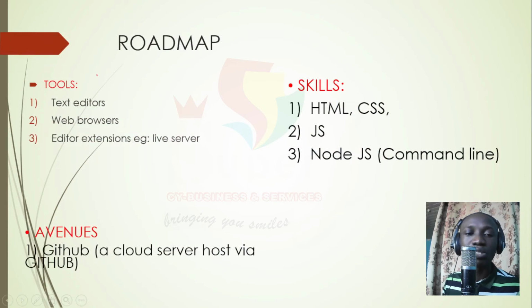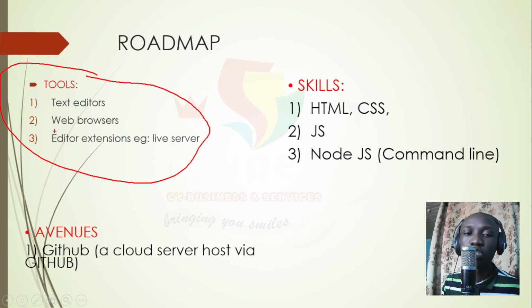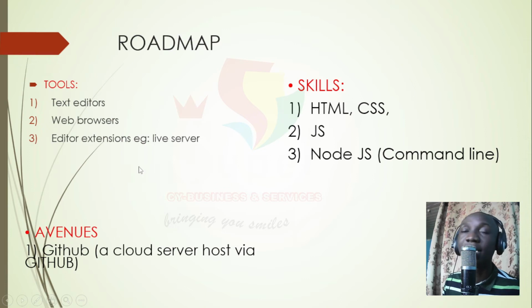So over here with the roadmap, you'll be needing some tools. There are some tools that we'll be needing, like your web browser, which you already have. And then we'll be using text editors. And then the skills that we'll be using over here: HTML, CSS, and JS. We'll be looking at Node.js somewhere in the course. We'll also be using some avenues like GitHub for some works. When it gets there, I will take you through them and then you would exactly know what they mean and what each one does.